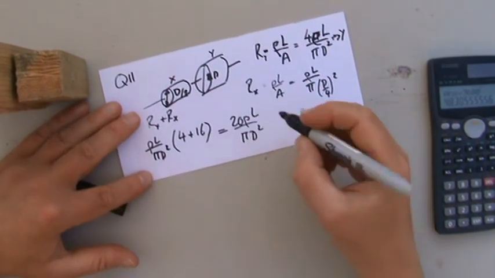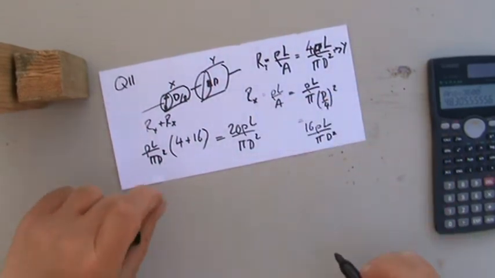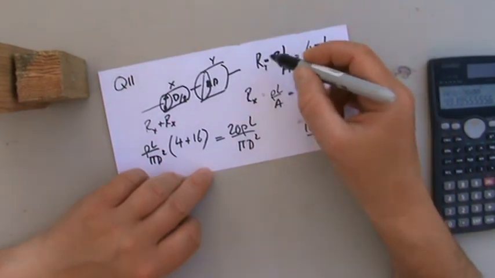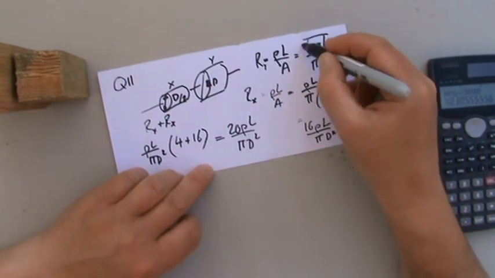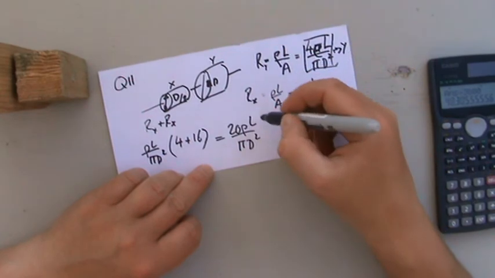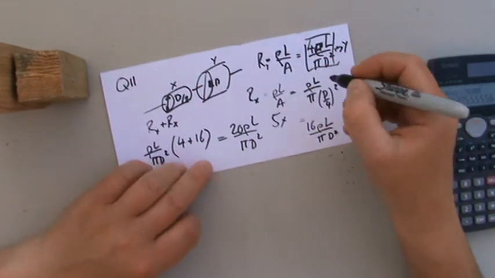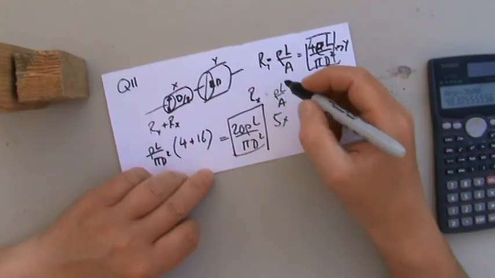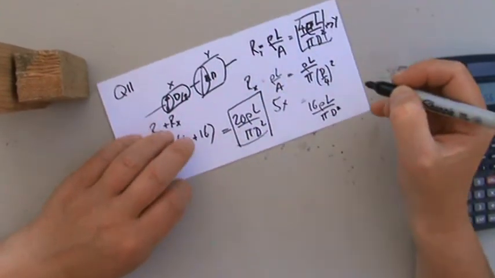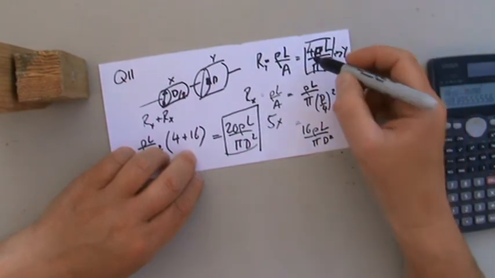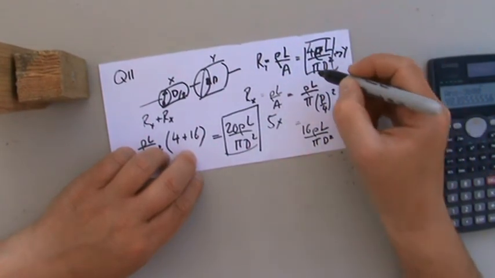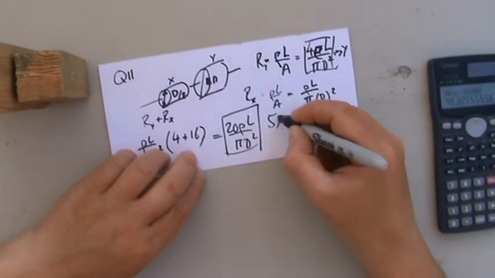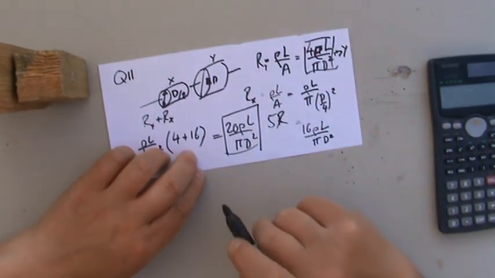So the combination Rx plus Ry is 20 rho L over pi d squared, and when I compare that with R, which is the resistance of y, which is up here, I can see that it is 5 times larger. So in fact the resistance of the combination, 20 rho L over pi d squared, whereas the resistance of y, 4 rho L over pi d squared, is 5 times larger. So in fact the resistance of the combination is 5R, so it's 5 times larger.